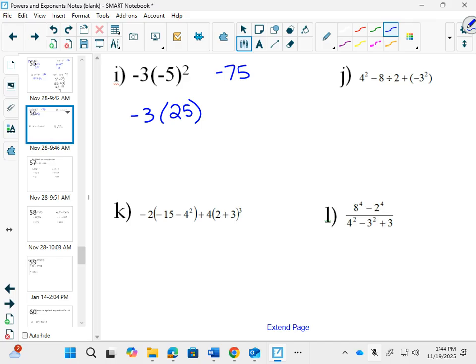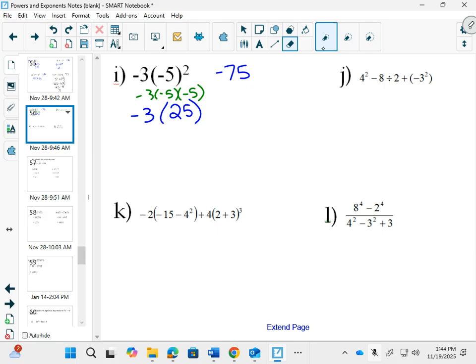If you wrote this out in expanded form, I'll just do it tiny right here above it. Repeated multiplication means that that's negative 5 times negative 5. If the exponent was 3, there'd be another negative here, making it a negative times a negative times a negative. That would still be negative. If it was 4, it'd be positive. 5 would be negative. 6 would be positive.